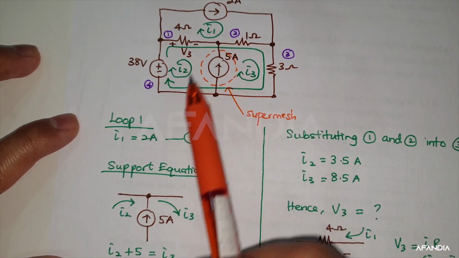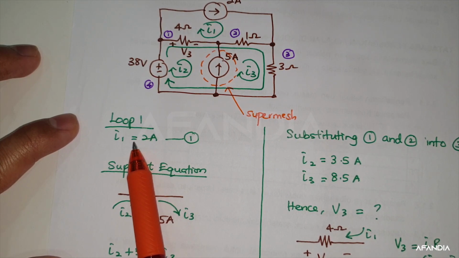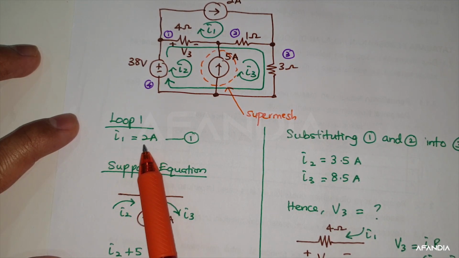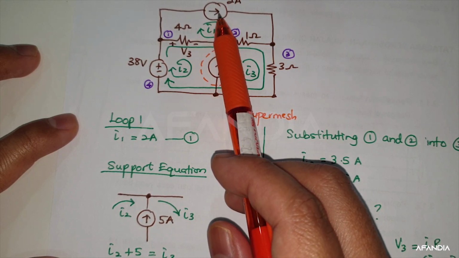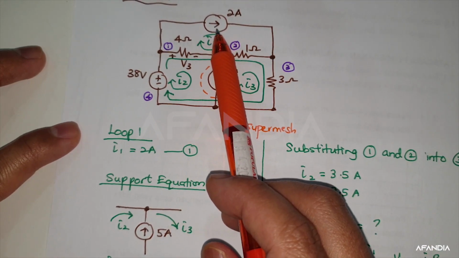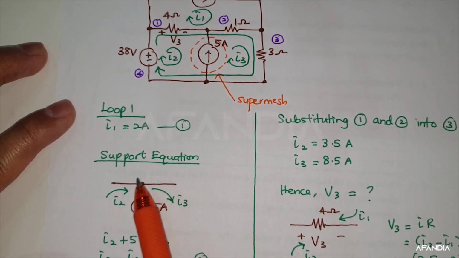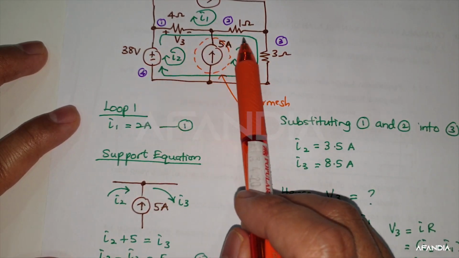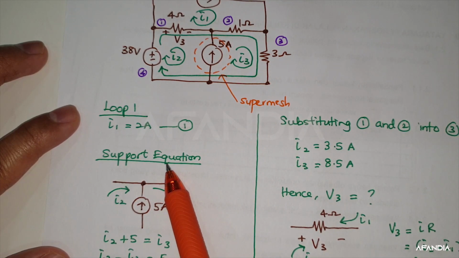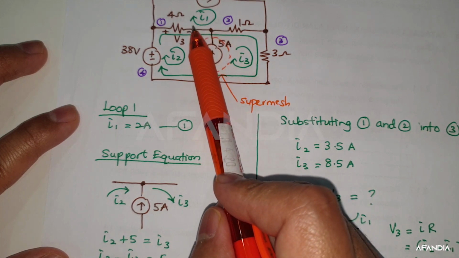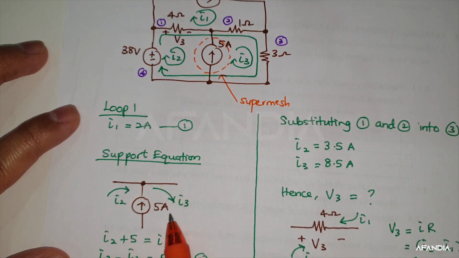Since your I1 is here, what you can write is very straightforward. Loop I1 equal to 2 ampere, because your I1 is in the same direction as this 2 ampere. Right? And what is your support equation? Because you need to solve by preparing the support equation as well as later the super mesh equation. So you just need to, for example, figure out this junction.